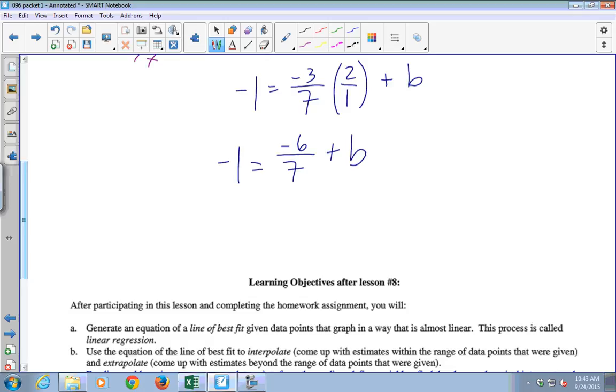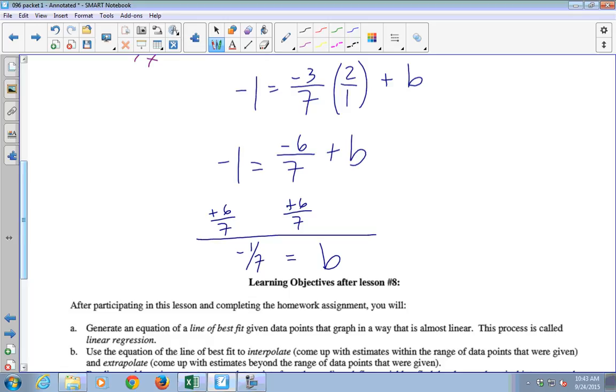Then to get b by itself, I add 6/7 to both sides. So we get b is, well, -1 is like -7/7 plus 6/7 would be -1/7.